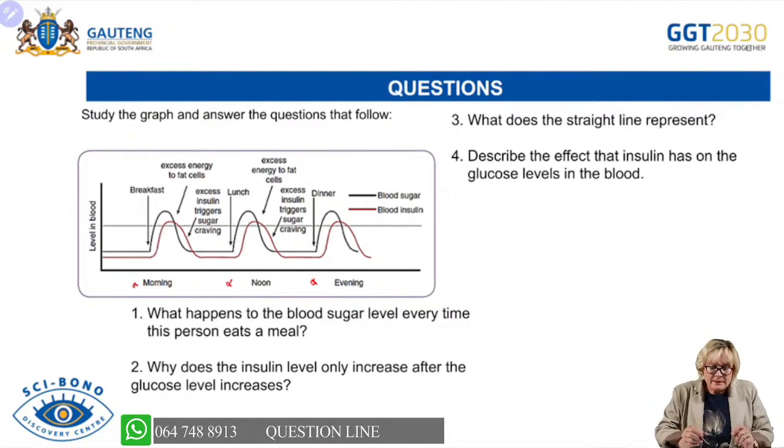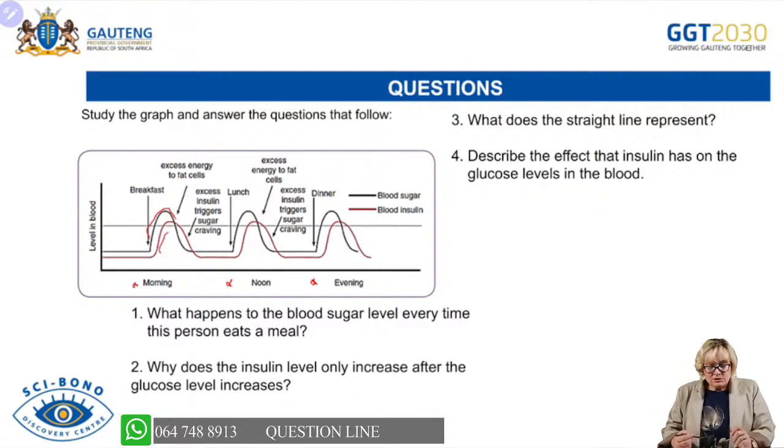So let's see. After breakfast, what happens to the glucose levels? We can see a clear increase. There is an increase there. What happens to the insulin? We see an increase. All right. And it's coming down. And the same happens every time this person has eaten.